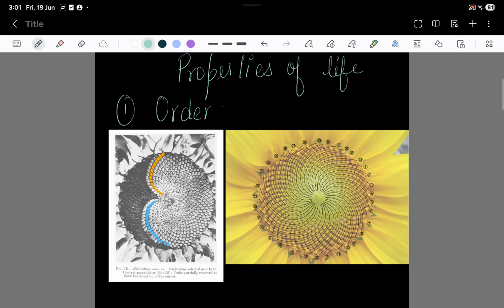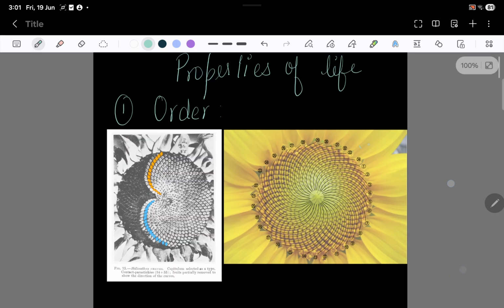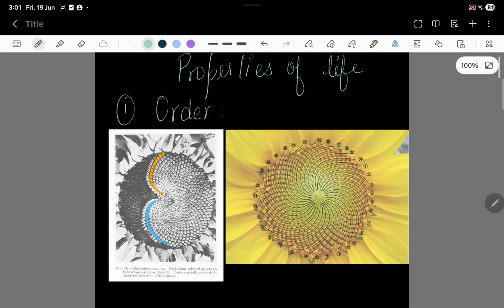Here you can see Helianthus annuus, sunflower. Inside the sunflower flower head, here you can see it's a beautiful example of order. There are so many seeds, and they are arranged in an exceptional way in the Fibonacci sequence.